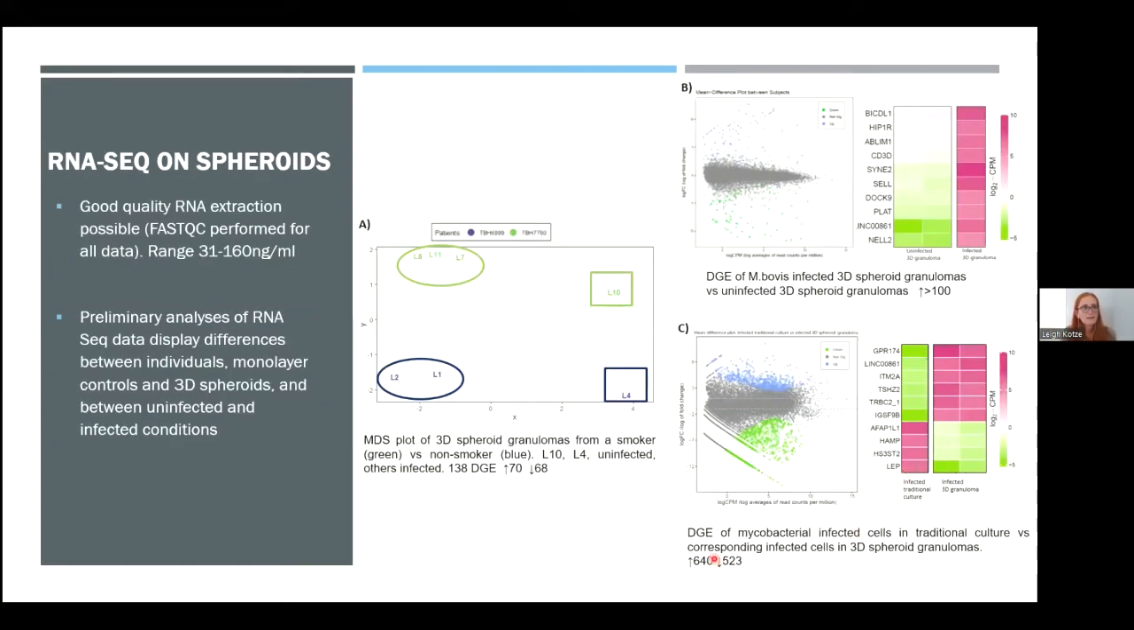So finally, the single cells obtained from our granulomas were used for bulk RNA-seq. We were able to extract very good quality RNA from the samples, with the RNA yield ranging from 31 to 160 nanograms per granuloma.